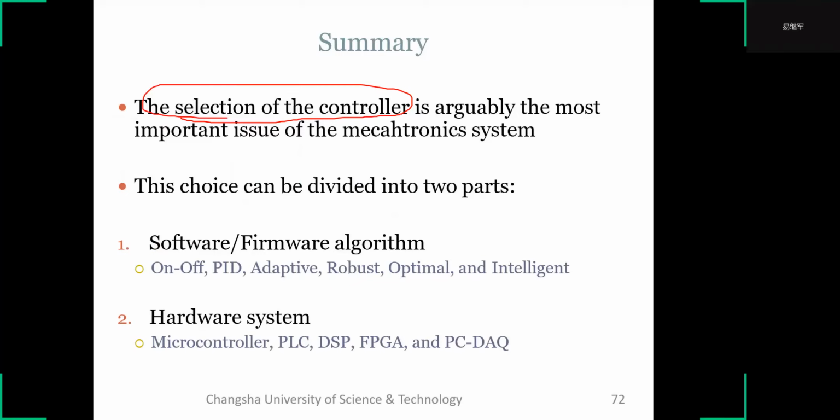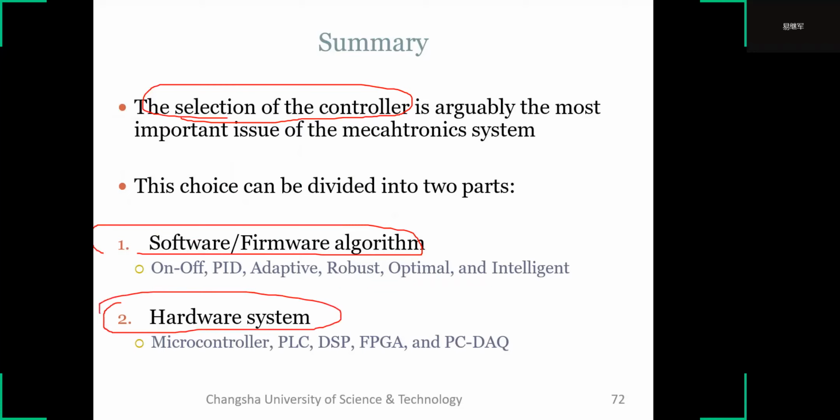These choices can be divided into two parts. First is the software and firmware algorithms. This is for the control algorithms. Second is the hardware systems. These are the control algorithms running on the hardware, like the microcontroller, PLC, DSP, FPGA, and the PC with DAQ. When we want to design a mechatronic system, we need to decide the control algorithms and the control hardware.